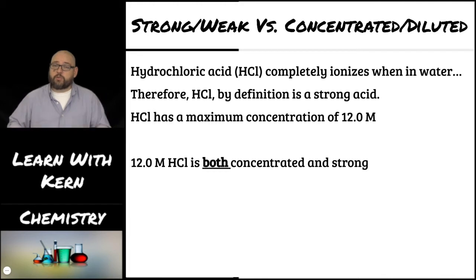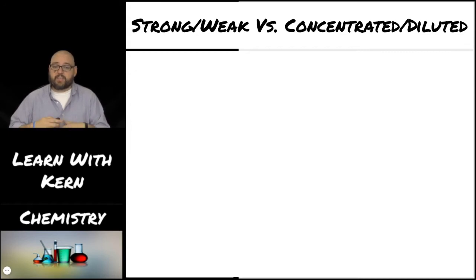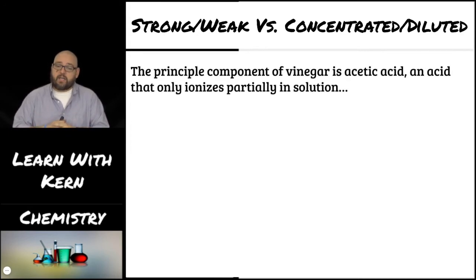However, if I were to dilute my 12 molar hydrochloric acid down to 0.1 molar, 0.1 molar hydrochloric acid is very dilute, but it is still a strong acid. And it's a strong acid because that 0.1 moles per liter are still going to ionize completely. The strength of an acid is all about whether or not it ionizes completely. Same thing with bases, all right?